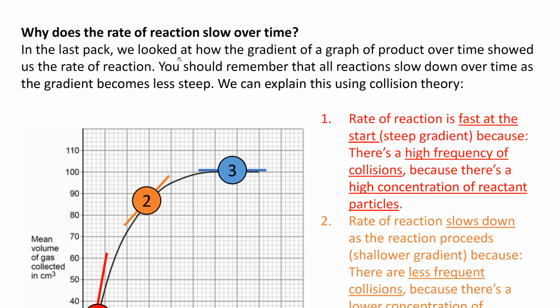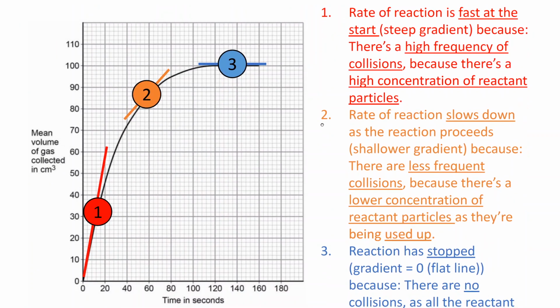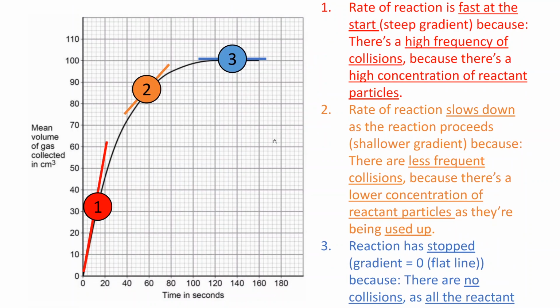Let's now have a look at why rates of reactions slow down over time. Last week I showed you some graphs and they all pretty much took this shape. And this shape followed a trend. The gradient was steep at the start of the reaction, so the rate was fast. The gradient then began to shallow, so the rate was slowing down. The gradient then reached 0, so the reaction had stopped. In this case, the reaction had stopped at 120 seconds. We can explain this using the idea of collisions.